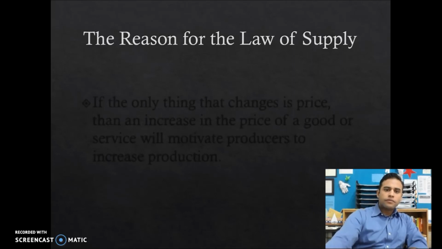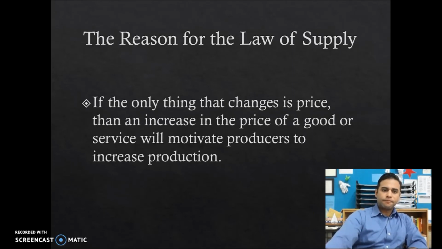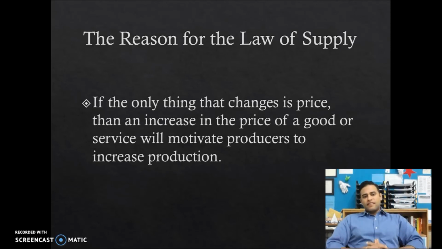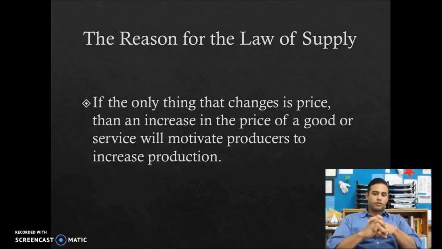So, let's talk about the reason for the law of supply. And that is this. If the only thing that changes is price, then an increase in the price of a good or service will motivate producers to increase production. And we just saw that with the babysitting example. So now I'm going to give you a different example, and I'm going to use a product. I'm going to use something a little more conventional. Something that, okay, I get it with labor, but does this actually work with books or hamburgers or TVs, whatever it is? So I'll tell you a story.